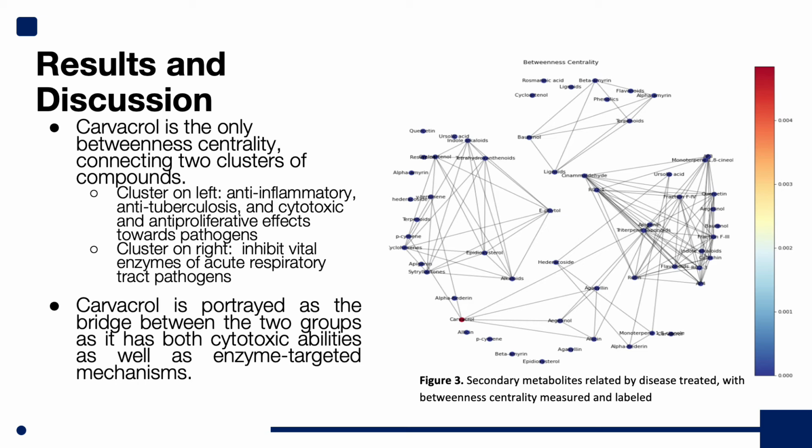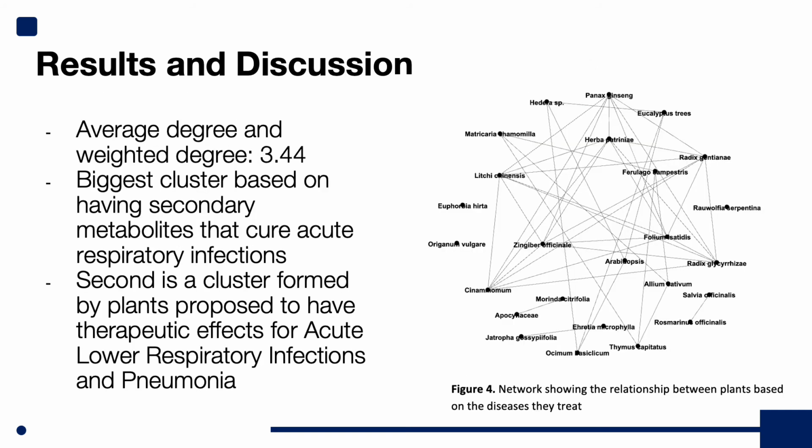The first group being those that have anti-inflammatory, anti-tuberculosis, and cytotoxic and anti-proliferative effects towards pathogens, and the other group being metabolites that inhibit vital enzymes of acute respiratory tract pathogens. The biggest cluster here was formed by plants said to treat acute respiratory infections. It would be interesting to further study these plants if they can serve as substitutes for one another as sources of drugs or medicine directed at acute respiratory infections and pneumonia.